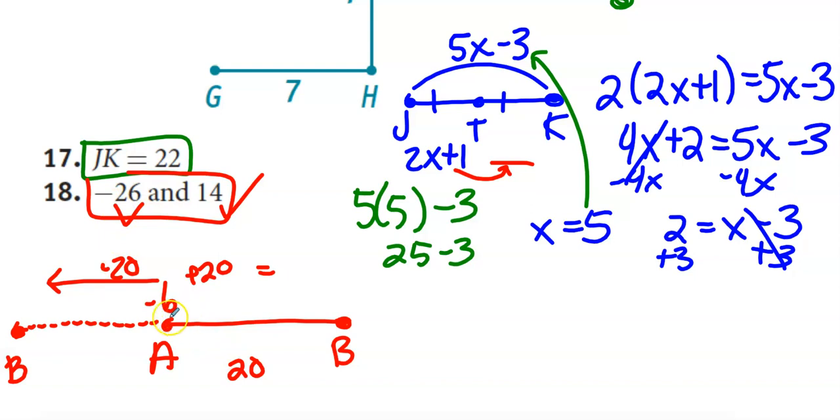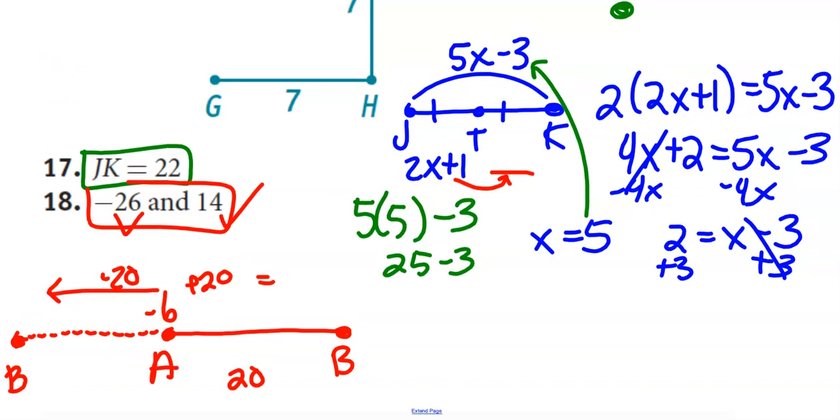Okay, so again, if you have one value and you know the distance, you can go one direction the positive way or one direction the negative way. Okay? All right, guys, that is it. That is segment addition postulate and midpoints. So if you have any questions, please let me know.